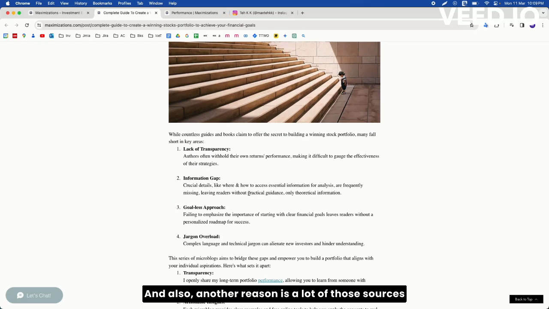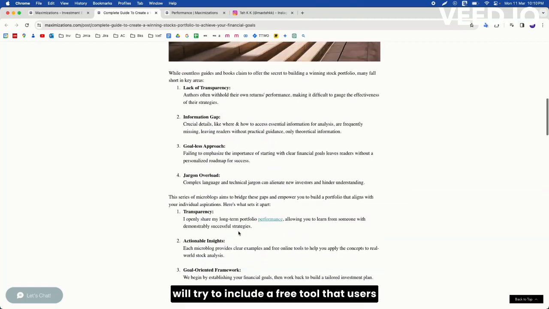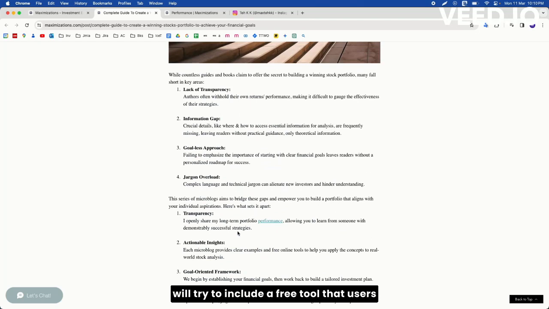And also, another reason is a lot of those sources out there which touch on this topic, be it books or blogs, they don't really share the tools and share about where the readers can actually find all those information. So they may talk about and explain certain financial ratios, for example, but they don't really share the information on where users can look for them. So for all of my microblogs here, I will try to include a free tool that users can use to find certain information about the companies that they would like to analyze.